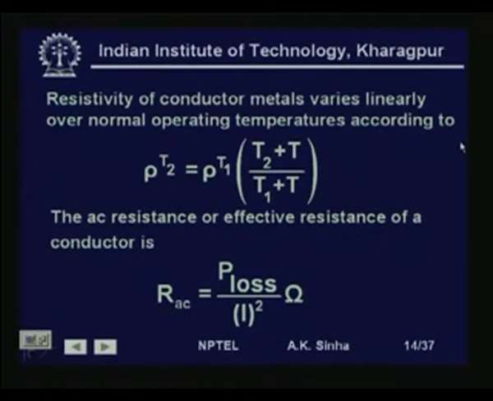Now, resistivity of a conductor material varies linearly over normal operating temperature according to the relation: rho at temperature T2 is equal to rho at temperature T1 times (T2 plus T) divided by (T1 plus T), where this T is a temperature constant, and this value is different for different materials, as we will see in the table shown.